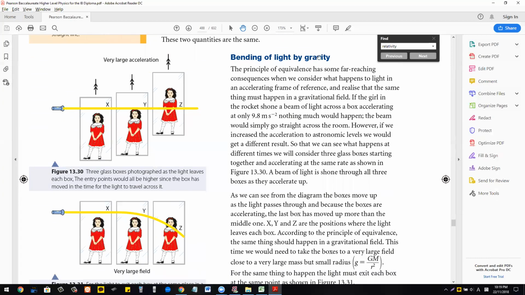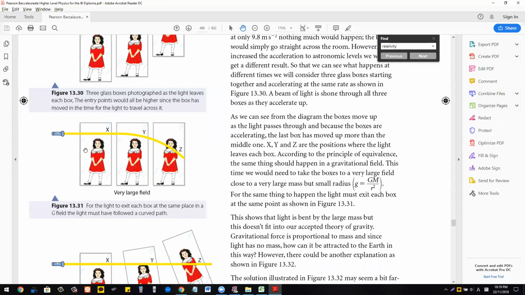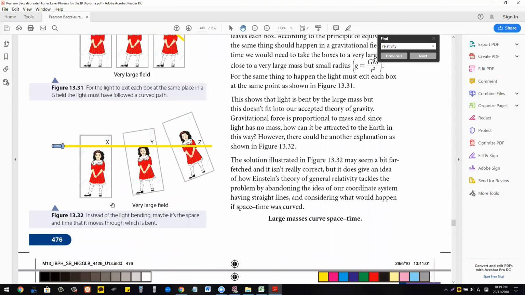This is the bending of light by gravity. So for the light to exit each box at the same place in a G field, the light must have followed the curved path. That's what it's saying there. And instead of light bending, maybe it's the space and time that it moves through which is bent. This is just another perspective.